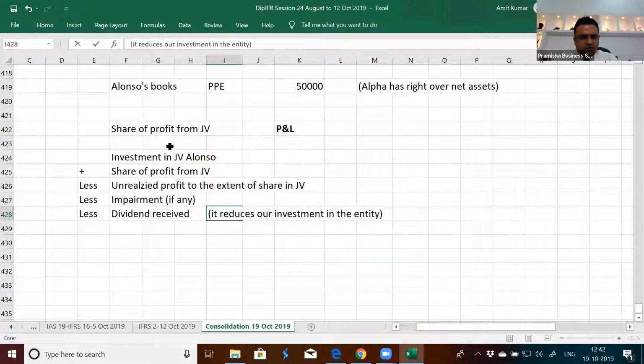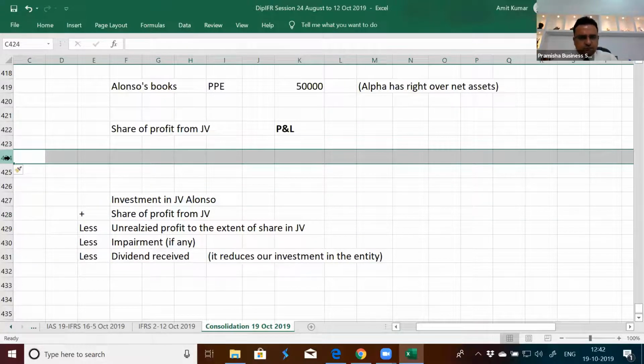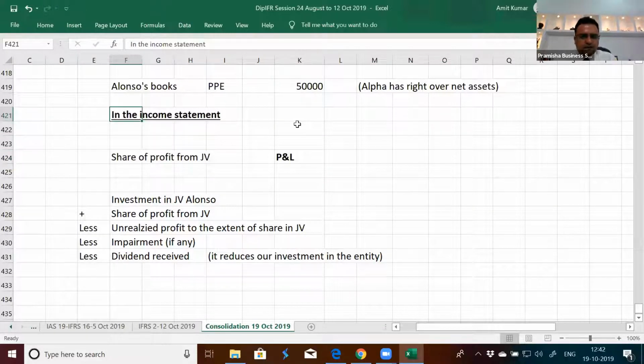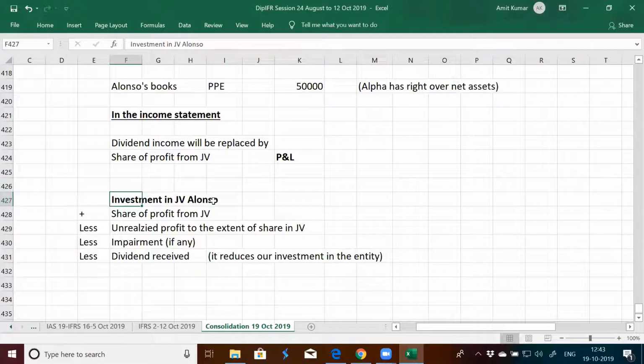And in the income statement, the line dividend income will be replaced by share of profit from JV. So Manoj, I've touched both the sides now. Hope it is fine.